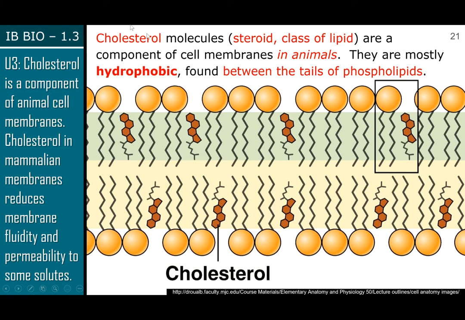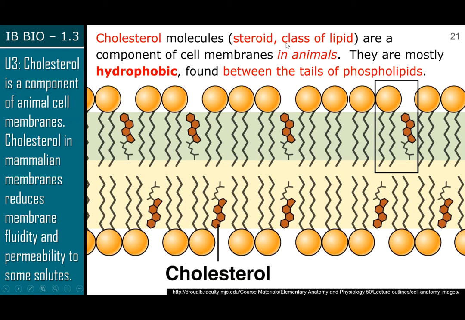Okay, let's move on to understanding number 3. Cholesterol is a component of animal cell membranes. Cholesterol in mammalian membranes reduces membrane fluidity and the permeability of some solutes. So cholesterol is a steroid, right? All steroids are lipids.